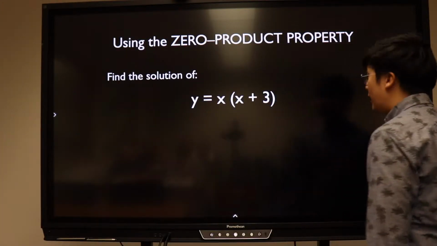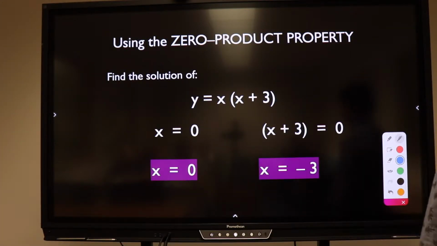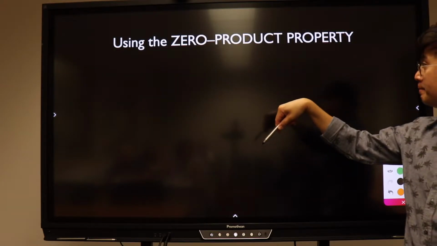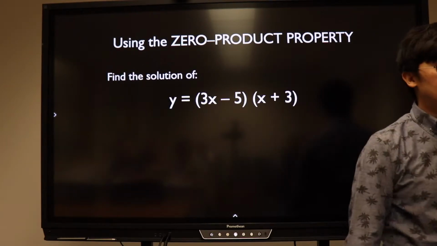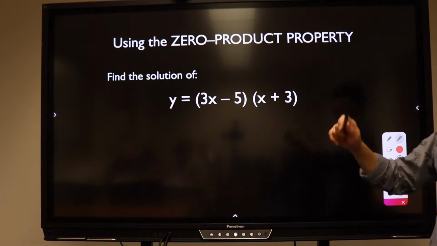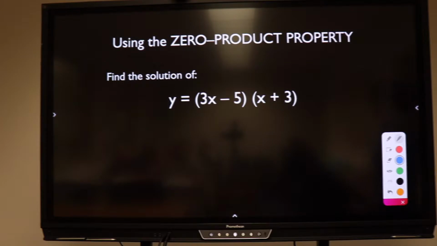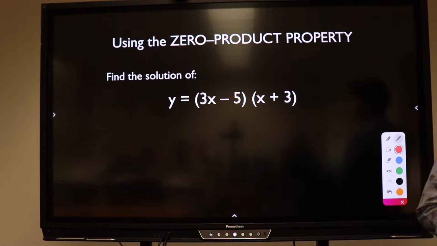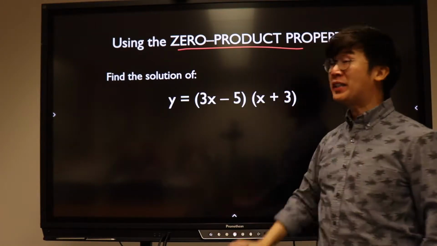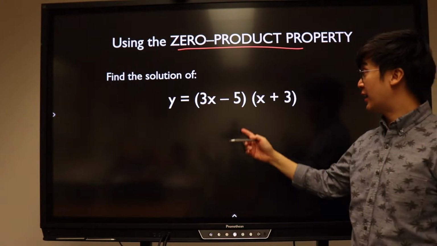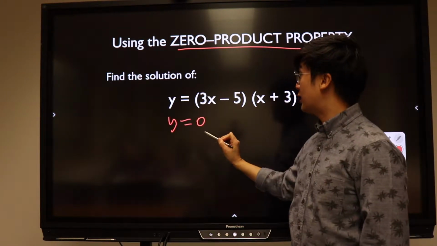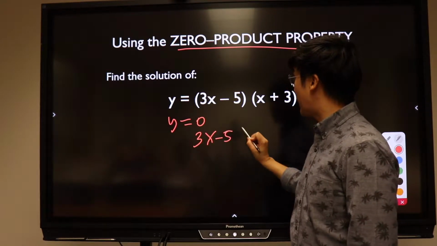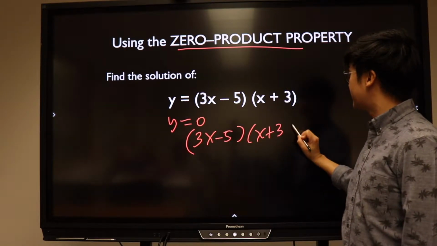All right. So factor, ZPP, now you have two solutions. So if I have this, can you give me the solution of this quadratic equation? What you're doing is finding the solution algebraically, not graphically. Using the zero product property, you'll be able to solve this with a little bit of algebra. Zero product property is equating your function to 0, which means you will equate 3x minus 5 and x plus 3 to 0.